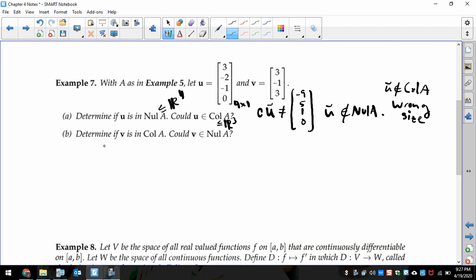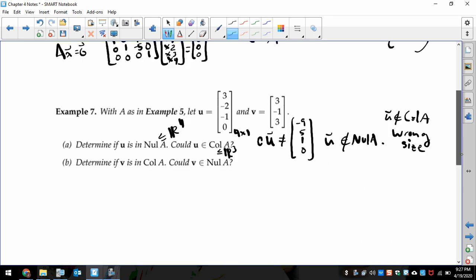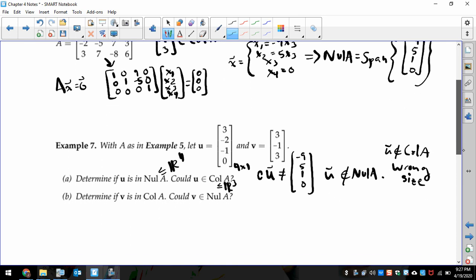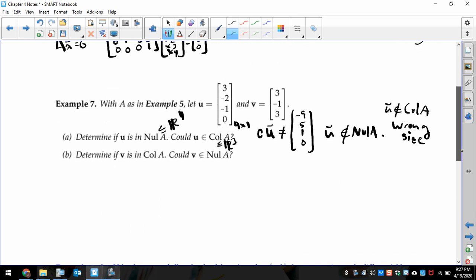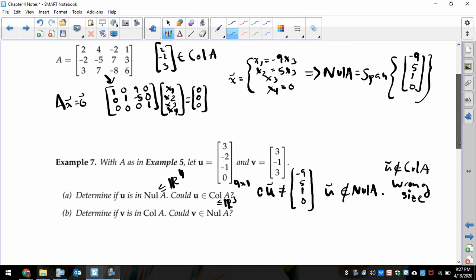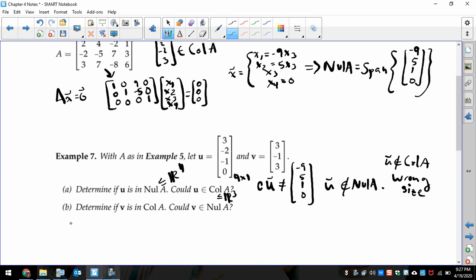Well, let's see if we have more luck with part B here. Is V in column A? Here's V. Is V in column A? Now that one's going to take us some work. So in order to determine if V is in column A, we want to know, is it in the spanning set of the columns of A? So let's write down the columns down here.